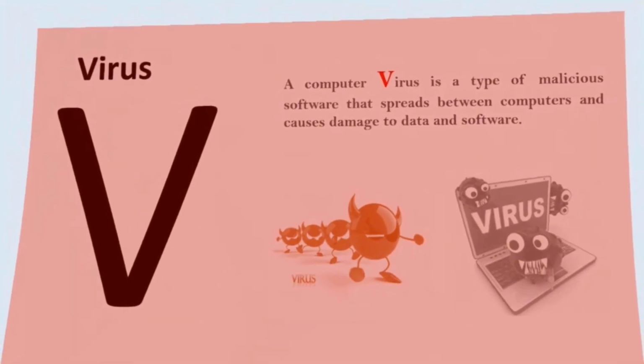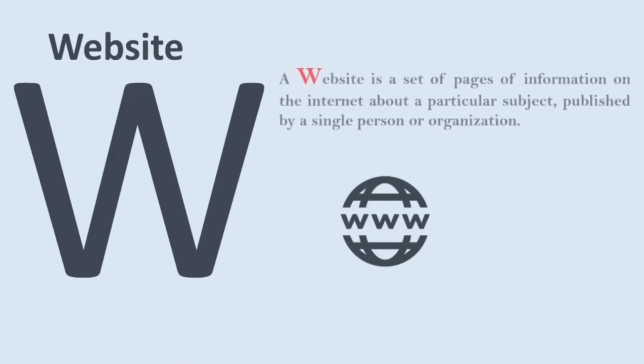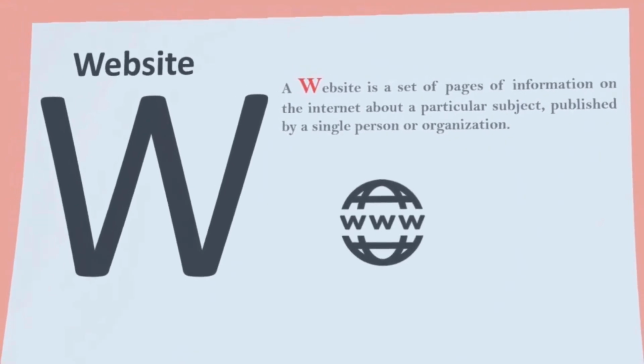Alphabet W stands for the word website. A website is a set of pages of information on the internet about a particular subject, published by a single person or an organization. Let's talk about letter X.